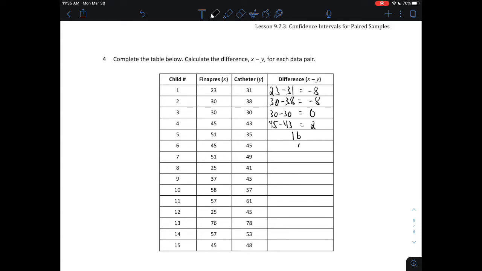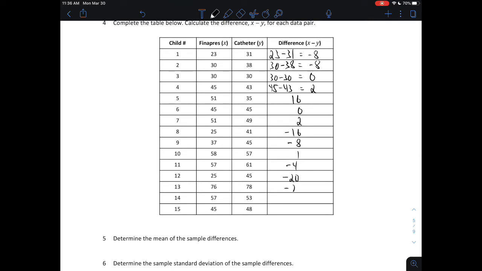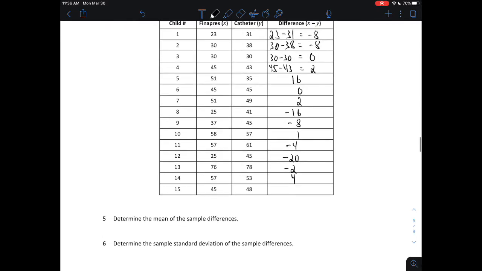Child 6 would have a difference of 0. Child 7 would have a difference of 2. Child 8 would have a difference of negative 16. Child 9 would have a difference of negative 8. Child 10 would have a difference of 1. Child 11 would have a difference of negative 4. Child 12 would have a difference of negative 20. Child 13 would have a difference of negative 2. Child 14 would have a difference of 4. And finally, child 15 would have a difference of negative 3.